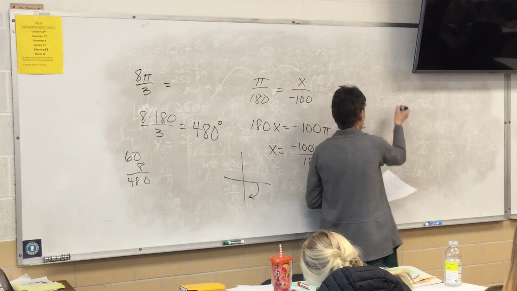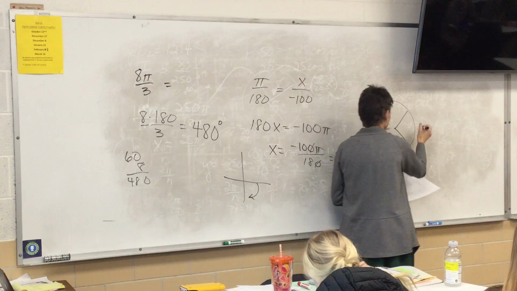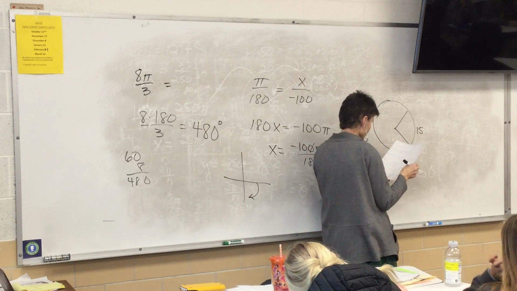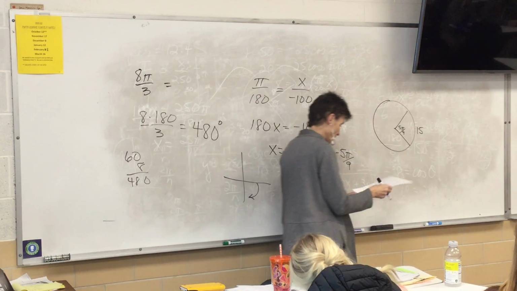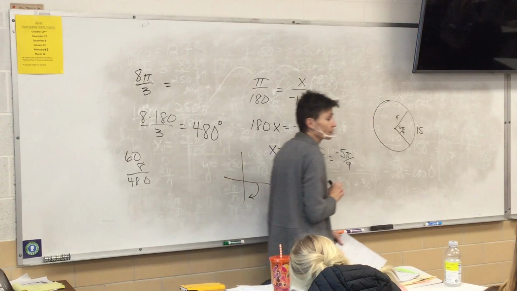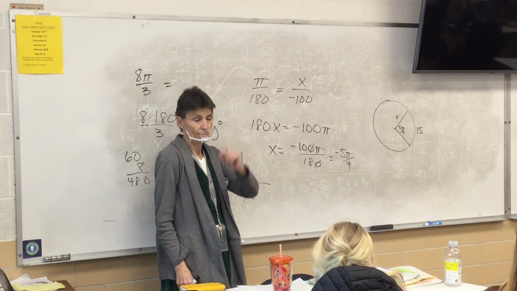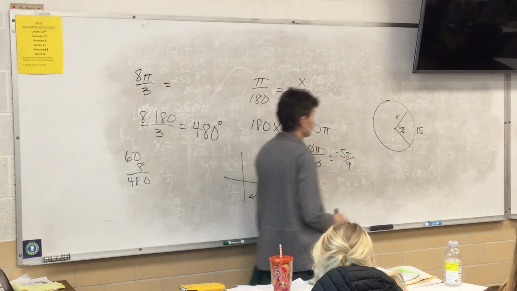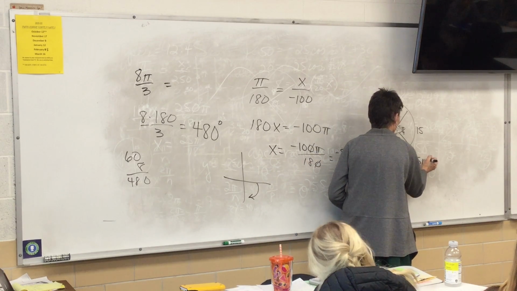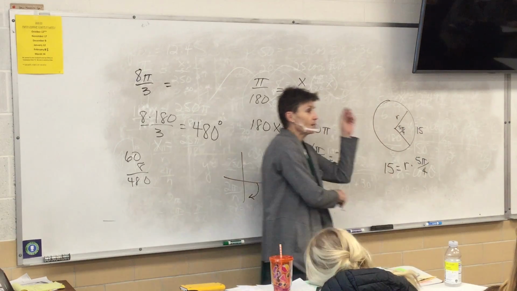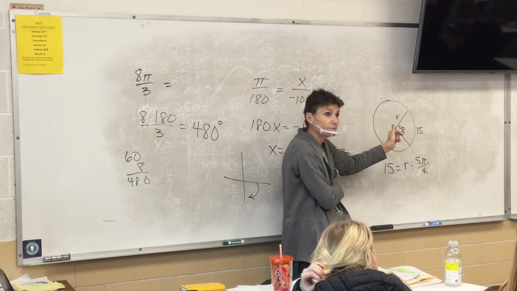Okay, and we got our situation here with our arc length again. This time we know the arc is 15 and the central angle is 5 pi over 4. And we want to find the radius. What's our formula? 15 equals r times 5 pi over 4. Because arc length equals radius times radians, right?